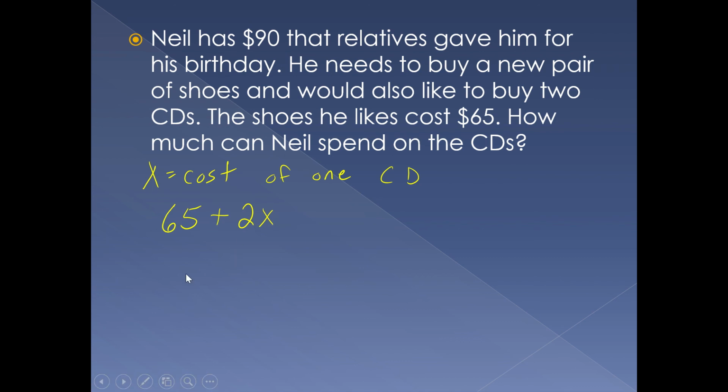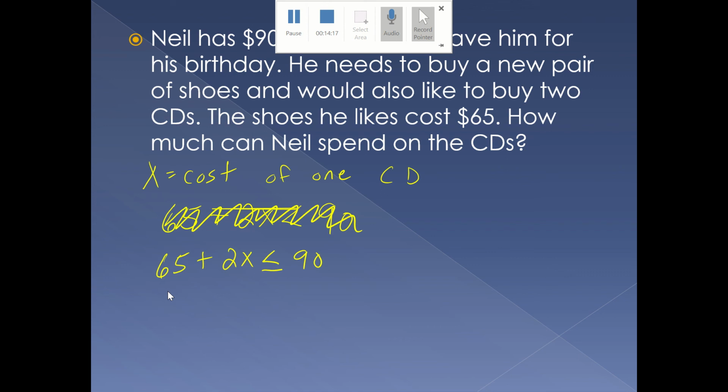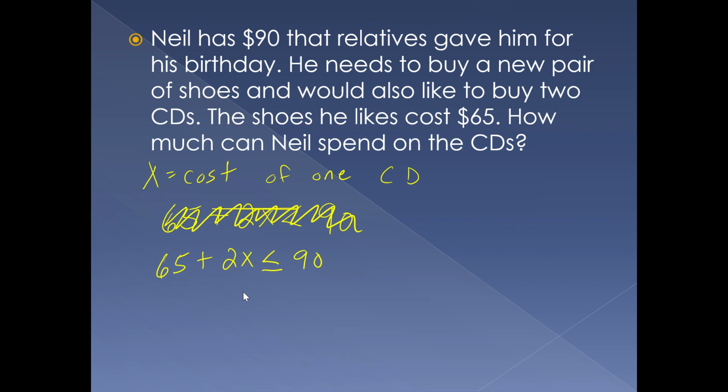Okay, and you know he's got $90. That's all he has. Can he spend more than 90? He can't because he doesn't have it. Can he spend exactly 90? He can. Could he spend less than 90? Yes, he could. So let me fix that. All right, so we end up with 65 plus 2x is less than or equal to $90.